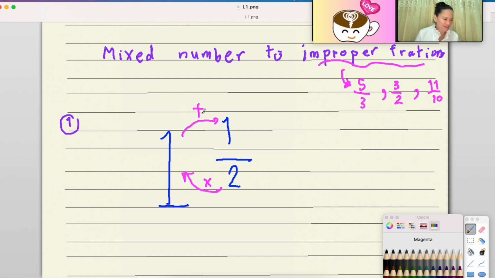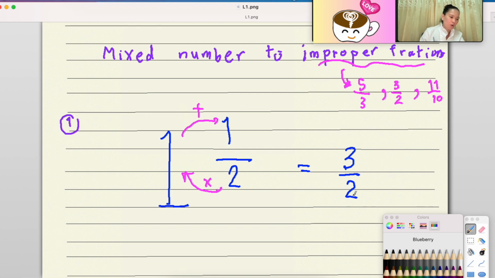Does it make sense? Is this a concept? So, 2 times 1 is 2, and then 2 plus 1 is 3. You write down 3 here. And the denominator has to be the same, so it is 2.